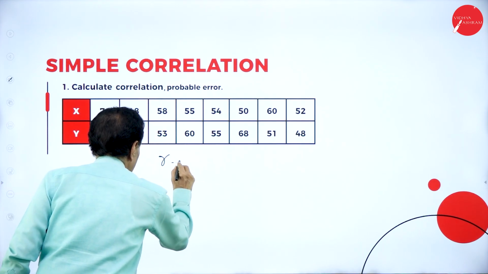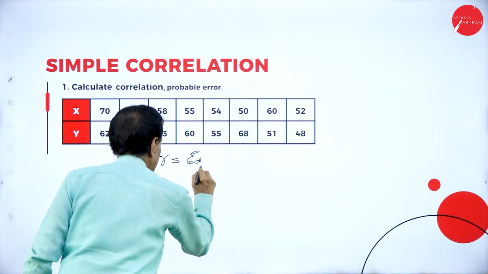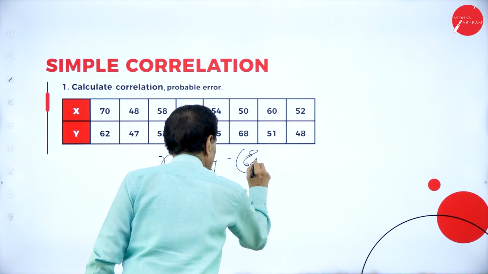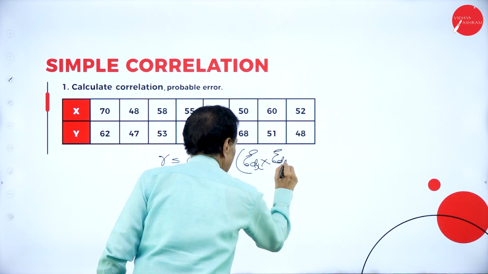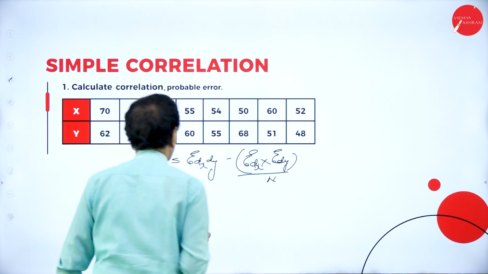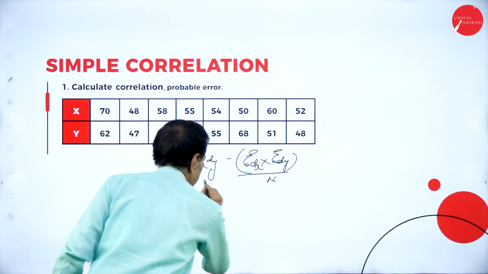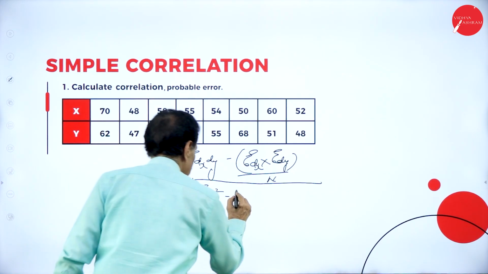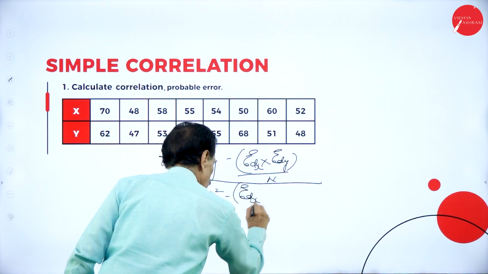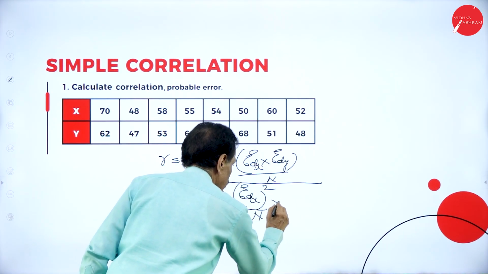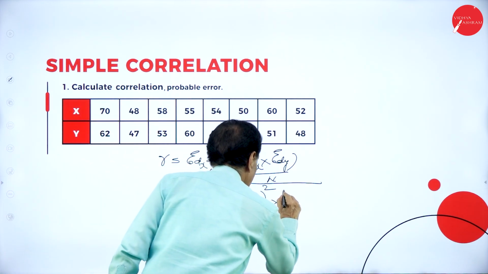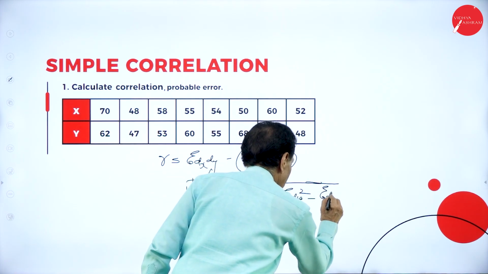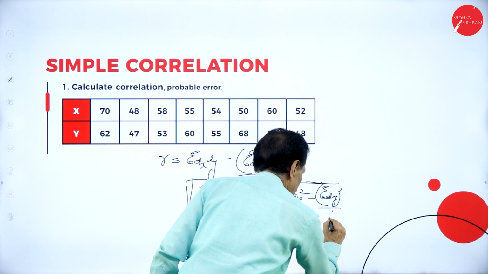R is equal to sigma dx dy minus, in the bracket, sigma dx into sigma dy, divided by n, divided by root of sigma dx square minus sigma dx whole square divided by n into sigma dy square minus sigma dy whole square divided by n.